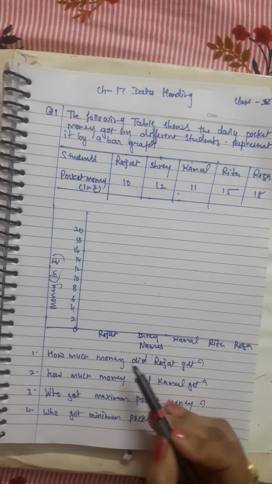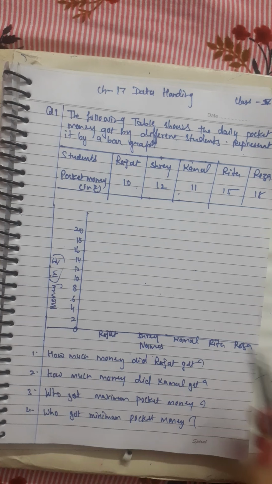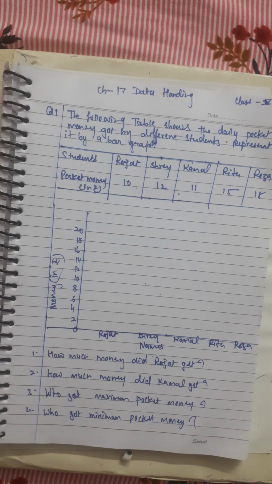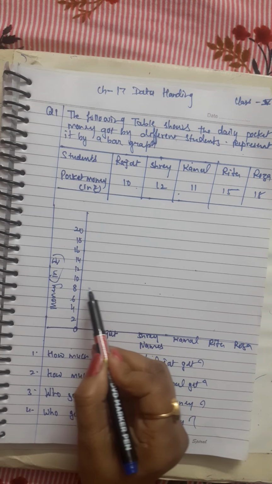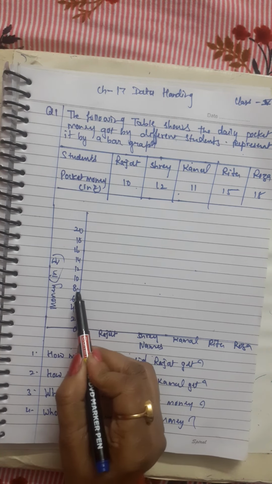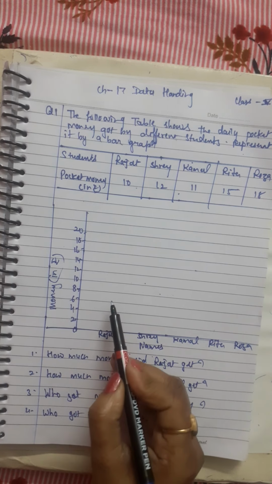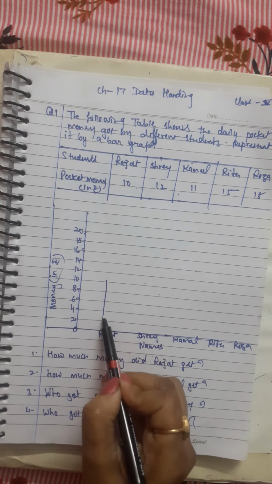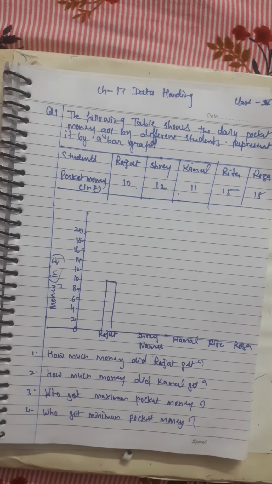And the first person is Rajat. How much money did Rajat get as pocket money? He got 10 rupees. This money is given in rupees. So we have to draw a bar till 10, and this is showing 10. So we have to draw a bar till 10 because Rajat got 10 rupees as pocket money.